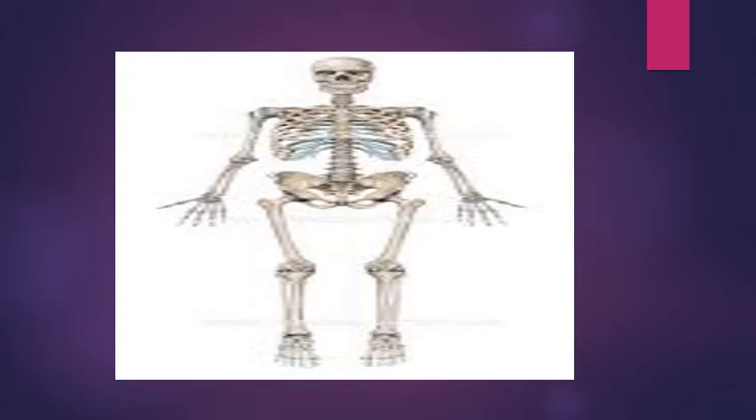So first we have to understand the structured framework of our bones. That is known as the human skeleton. As in the picture you can see the human skeleton. The human skeleton is a framework of bones which protects our internal organs. An adult human consists of a total of 206 bones of different shapes, sizes, and different functions.